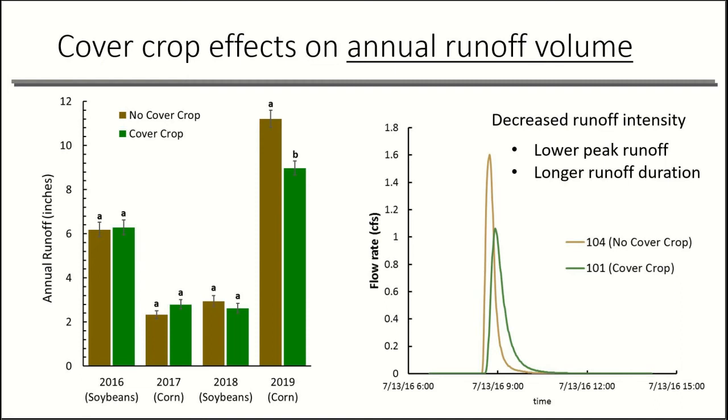And so less intense runoff events, they're shown here in this figure. It shows the hydrograph for two plots. These two hydrographs have actually the exact same volume of runoff, but you can see it's a different pattern, right? Lower peak and a broader peak. Now in 2019 we actually did see a significant impact on runoff volume, right? So a decrease in runoff volume in 2019 with the cover crop.